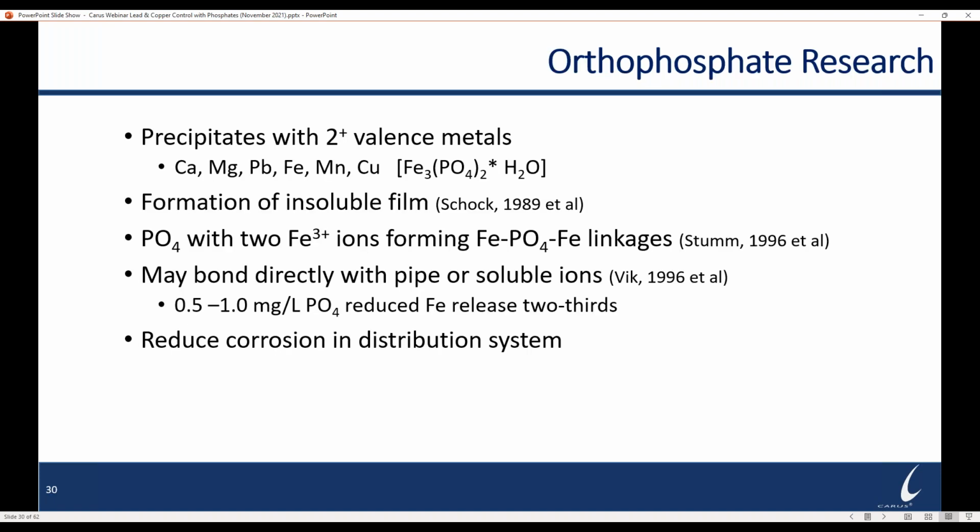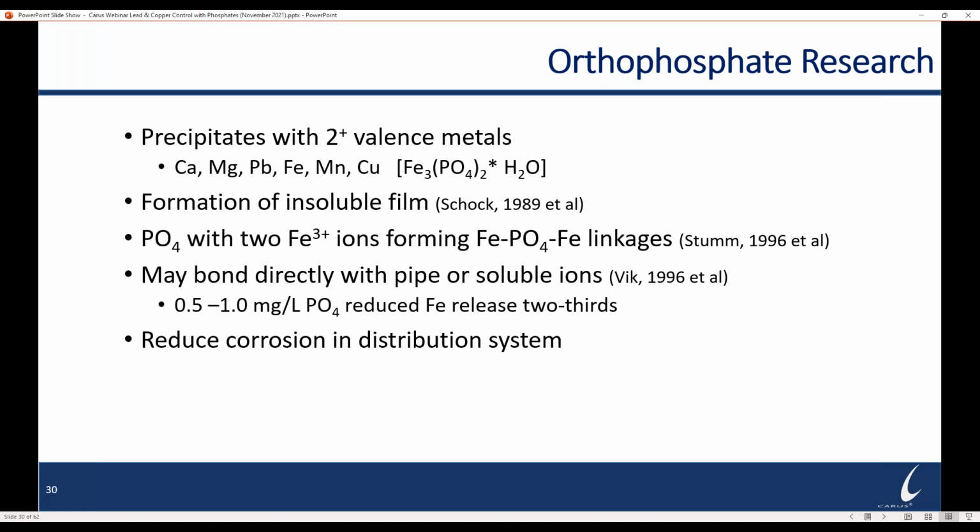Now, there's been a ton of research done out there. We know that the orthophosphate precipitates with the 2+ valence states, whether that be calcium or magnesium, but it can also bond directly with the lead and copper plumbing out there in the system. Michael Schock did a lot of the original work showing the formation of the insoluble film that forms on the inside of the pipe. We know that the phosphate can bond directly with the iron to form linkages to help reduce the amount of corrosion you see.